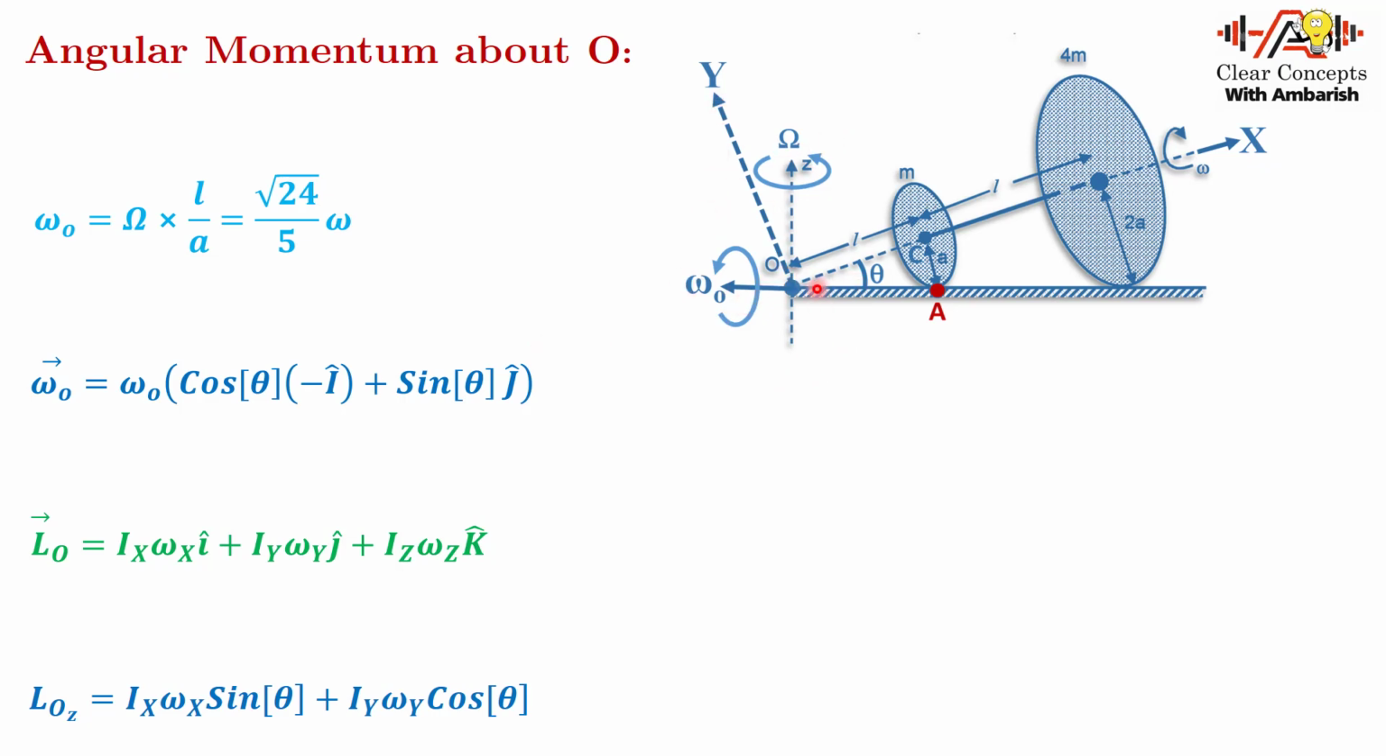So that will be equal to what? That will be Iy omega y, and this angle is theta, so times cos theta. Okay, so Iy omega y cos theta and Ix omega x sin theta. And now this becomes what? You know that in omega x itself there is an omega naught cos theta involved, and you have to multiply it by a sin theta also.